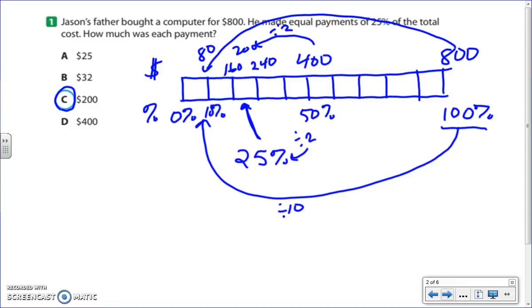I could avoid this number line altogether if I wanted to talk about this in expression. It says he made equal payments of 25% of the total cost. 25% of the total. We actually know the total, $800. So what I'm really thinking is, what is 25% of $800? When I say that, I'm saying it like this. What is 25% of $800?